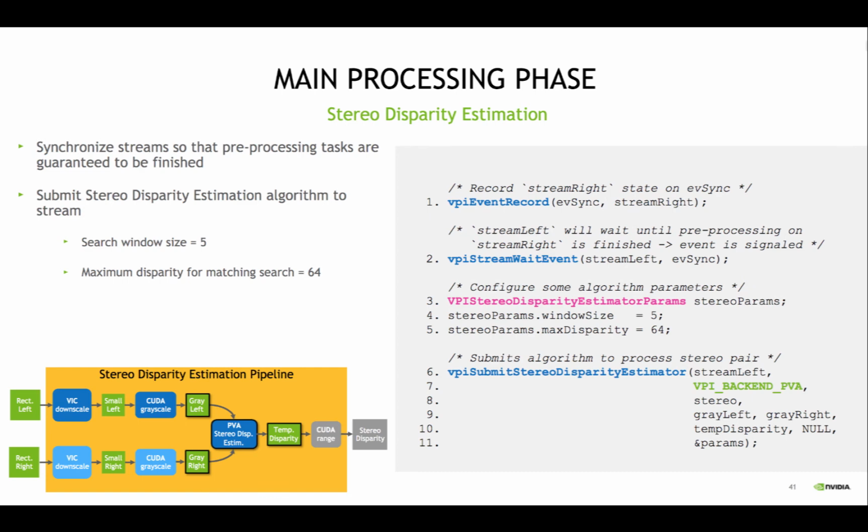On lines 3 to 5, we fill the VPI stereo disparity estimator parameter struct with some parameters that are needed by the algorithm. Here, we're using the search window of 5 by 5 pixels, and the maximum disparity returned is 64. Actually, it's 0 to 63. Last, we submit the stereo disparity estimation algorithm to the left stream to be executed by PVA.